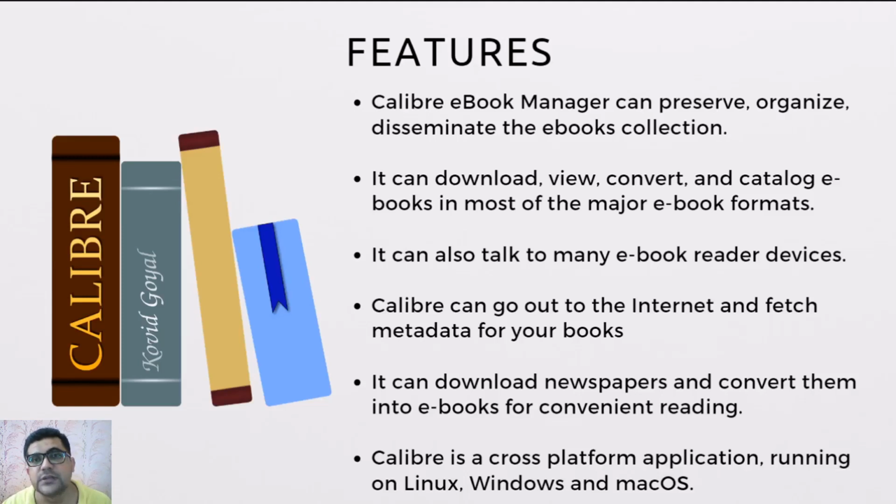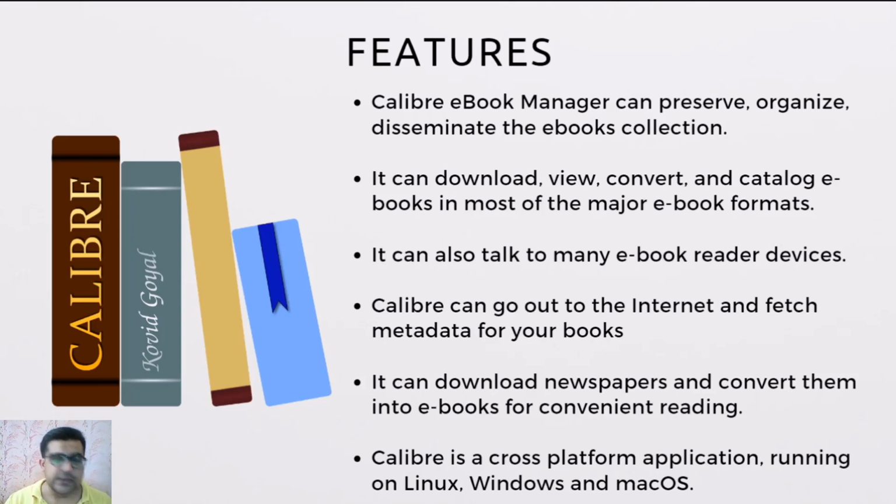Here we have a few features of Calibre eBook management. When I complete the downloading and installation, I'll show you how many features Calibre has. Calibre can preserve, organize and disseminate your ebook collection. It can download, view, convert and catalog ebooks in most of the major ebook formats like EPUB and PDF, and many more. It can also talk to many ebook reader devices. Calibre can go out to the internet and fetch metadata for your books, so there's no need to catalog yourself. It can download newspapers and convert them into ebooks for convenient reading. Calibre is a cross-platform application, and that's very important: it runs on Linux, Windows, Mac OS, or whatever operating system you have.